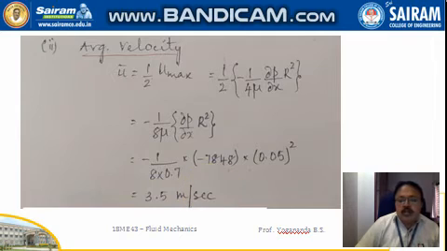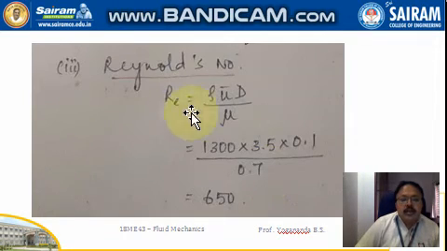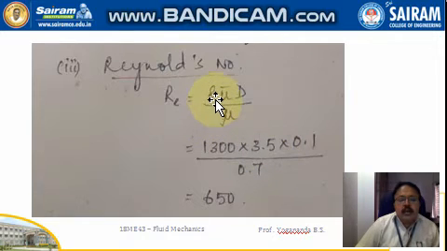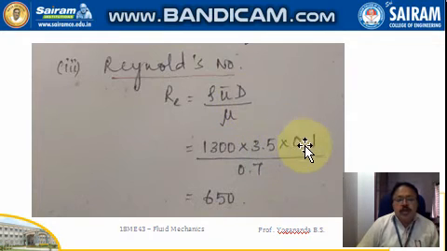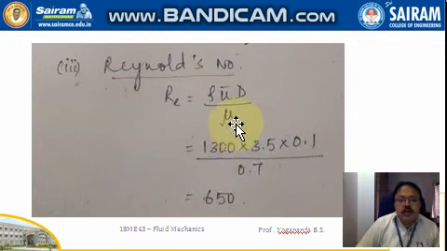So this average velocity we are using in finding the Reynolds number also. So Reynolds number Re is given as rho into U bar into D divided by mu. So here your U bar is the average velocity just we obtained. And density is also calculated as 1300 kg per meter cube. So that is substituted here into U bar. So that is 3.5 into diameter of the pipe, so that is 0.1, divided by mu. So that is viscosity. So that is also substituted here. So we are getting Reynolds number as 650.